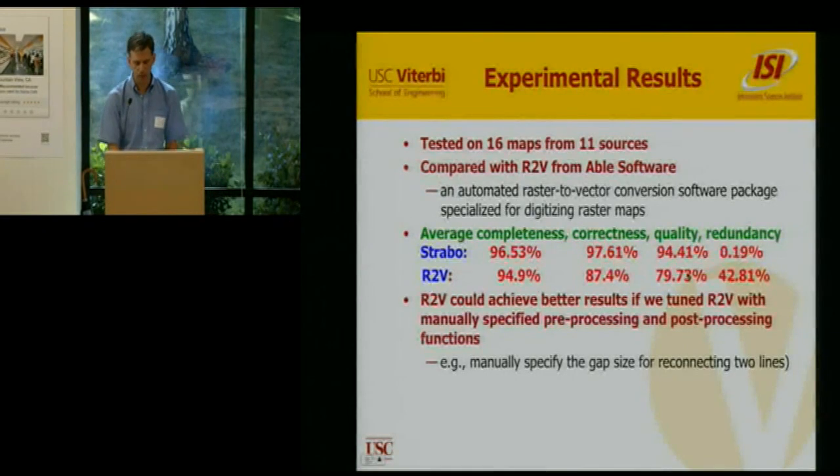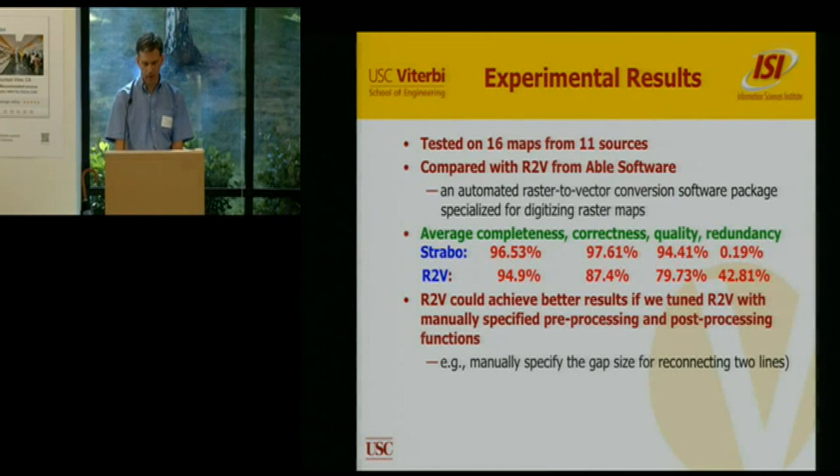The numbers that really matter here have to do with the overall completeness, correctness, and quality, but also the redundancy. It turned out that R2V would get high completeness by having a tremendous amount of redundancy in the data. Redundancy is a measure of how many times they were extracting more than one pixel for the same road pixel. So you can see the numbers there are very large. They'd end up with lots of little extraneous lines. Now, we could have gotten better results with R2V if we'd spent the time to really tune it with a bunch of manually specified pre-processing and post-processing functions. But as you recall, one of our goals here is to be able to do map extraction with very minimal user input. So we didn't want to do a bunch of training on this.